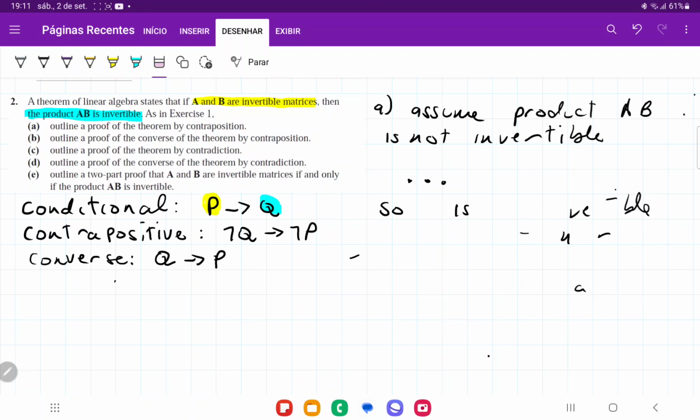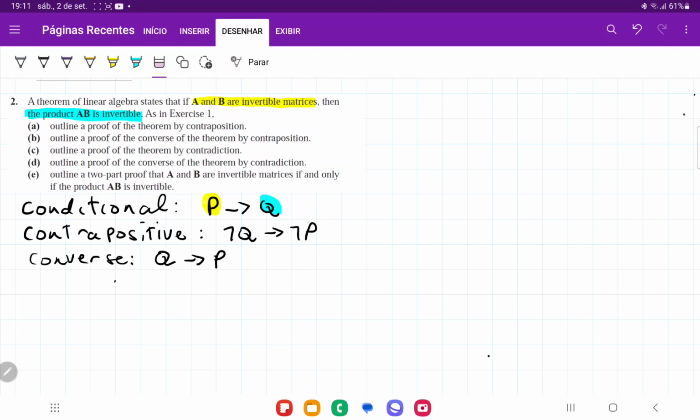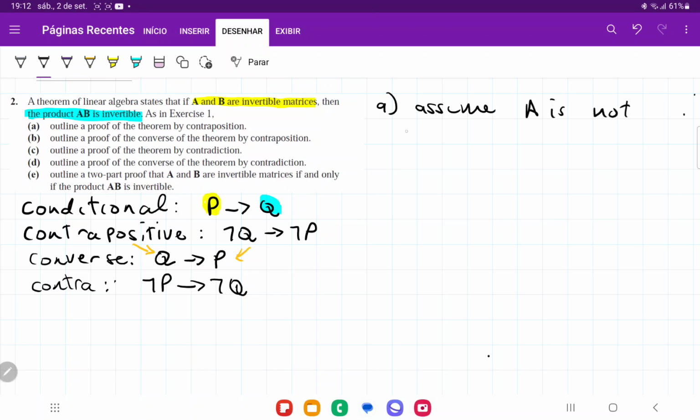And item B, it wants us to outline a proof of the converse of the theorem by contraposition. So the converse is going to be if Q, then P, right? So the contrapositive in this case is going to be if not P, then not Q. So it's like we switch the order in which they come. So P is going to go first, and then Q, and then we deny it, right? So we're going to begin assuming not P. Because P is the one in yellow, so for A, assume A is not invertible, or B is not invertible.